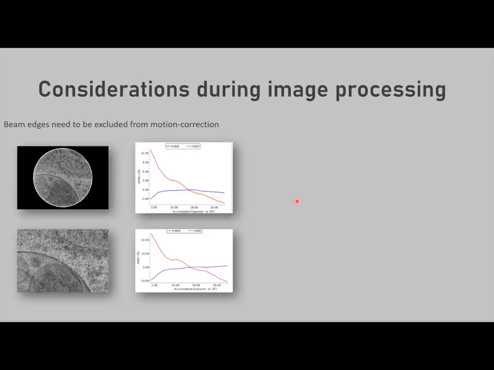With these images, there are some things you have to do special when you process them. One thing is when you try to do motion correction, you have this beam edge in the image, and the motion correction doesn't know if it should correct for the motion of the image or of the edges of the beam. So in order to get a good estimation of the sample movement, you have to box out a central area that does not contain the beam edges.